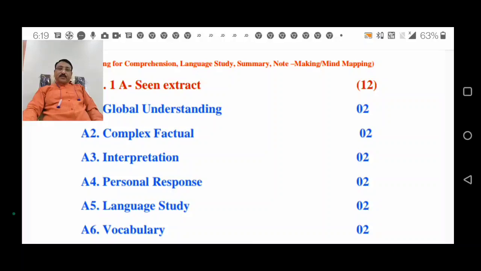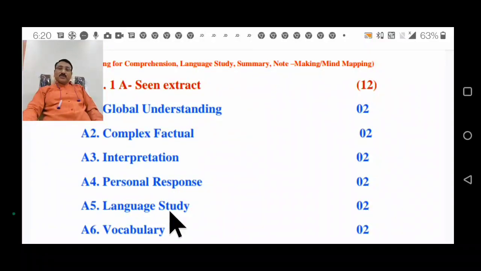While attempting this activity, the student needs to be very careful while attempting the activities from the language study. Here you will have 2 sentences. One sentence will have 1 mark and 2 sentences will have 2 marks.